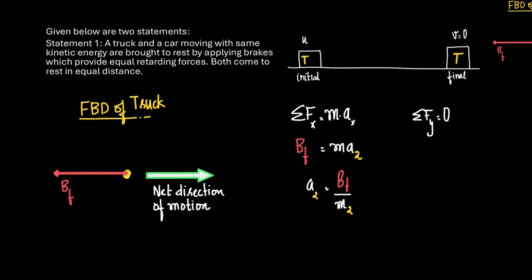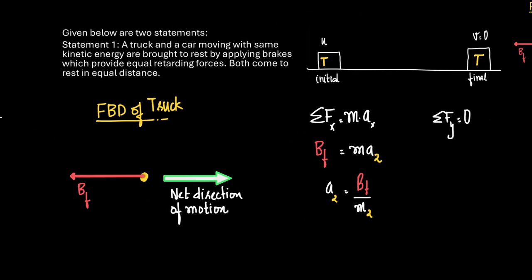Now let's see the same case with truck. As we have it in car, for the truck, the only force acting in the x direction is the braking force, and net direction of motion is also towards the right. Initial condition, final condition, truck comes to rest. There is no motion in the y direction. The motion is restricted along the x direction. Therefore, sigma Fy is equal to 0, and we have sigma Fx is equal to m into Ax. This time it would be m2 a2, and sigma Fx, sum of all the forces acting in the x direction.